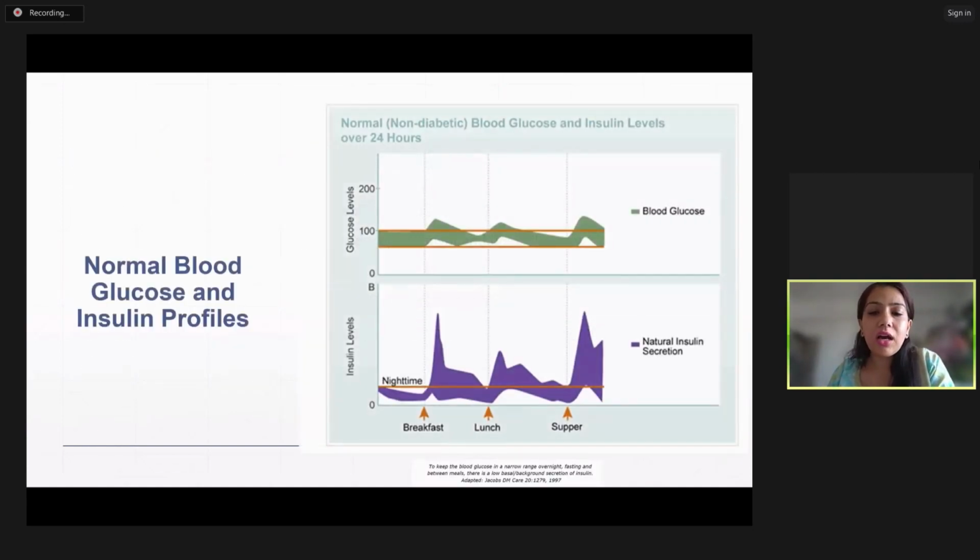So this is how the normal blood glucose level of a person who is non-diabetic looks like. It's a range of 80 to 120. And this is basically being maintained by the insulin release in the body. As you can see, even in the fasting state, there is some amount of insulin being released 24/7. And whenever the person is eating their meals, there are large amounts of insulin spikes that can be seen going on in the body.